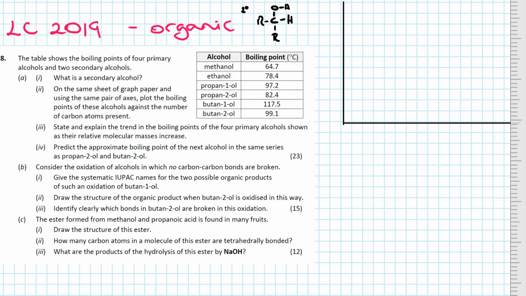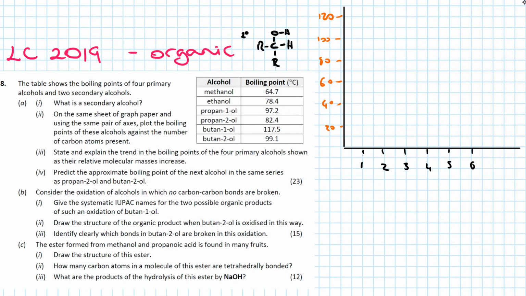Okay, plot the boiling points of the alcohols against the number of carbon atoms present. Methanol, we know, has one carbon, and its boiling point is 65 degrees. So if I put these up, 20, 40, 60. So one carbon methanol is 64.7 degrees. There. For ethanol, we're at 78 degrees. For propane 1-ol, we're at 97 degrees. Propane 2-ol, we're at 82 degrees.